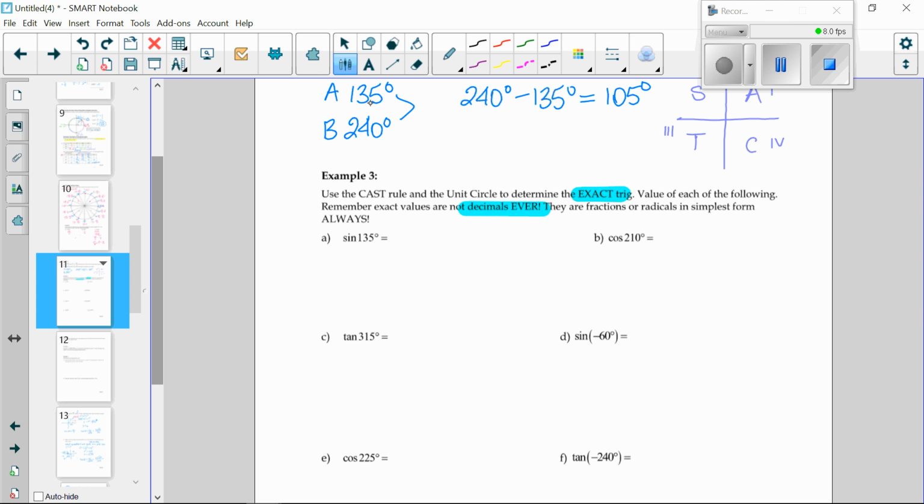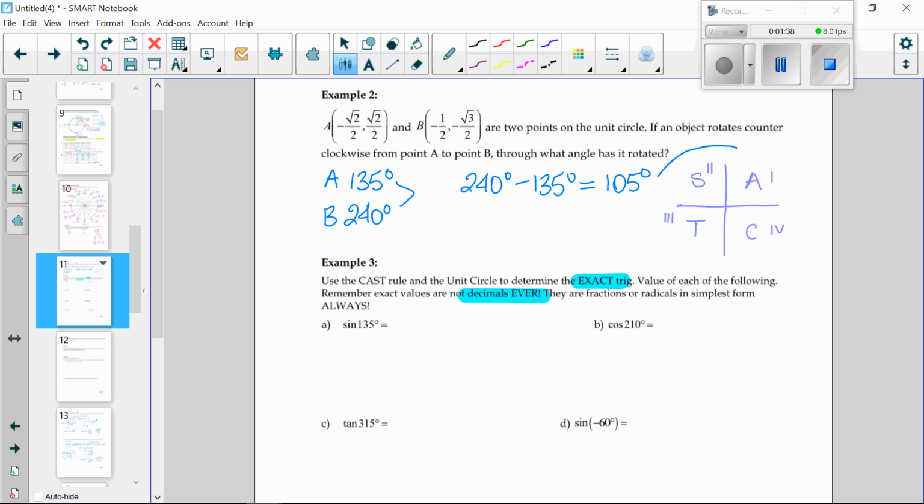If I've got sine 135, take a look at your unit circle and see where sine 135 is going to fall. If it is on the unit circle, which it should be, we have an exact value for it. Now, it's asking for sine, so you're going to use your cast rule. I have that circled right here. 135 degrees is going to be located in the second quadrant. That means sine is positive, and if we look at our unit circle, we get root 2 over 2.